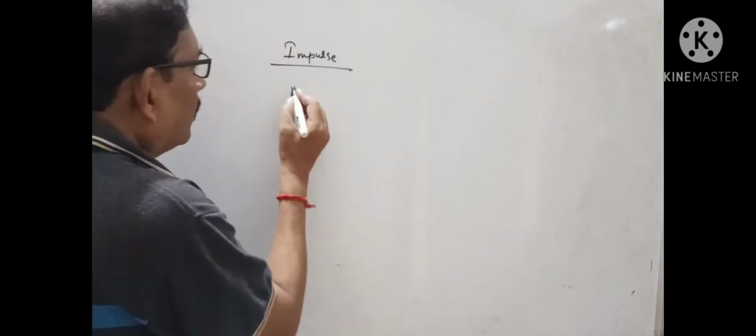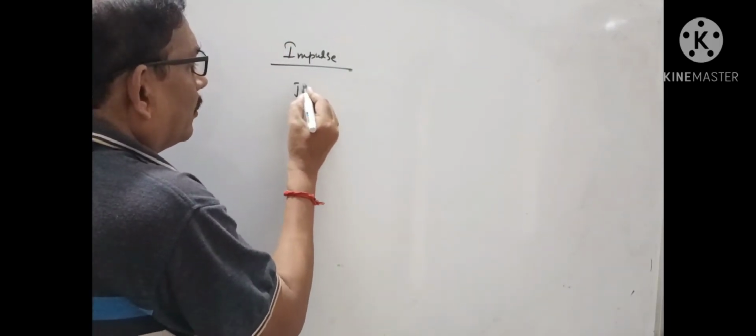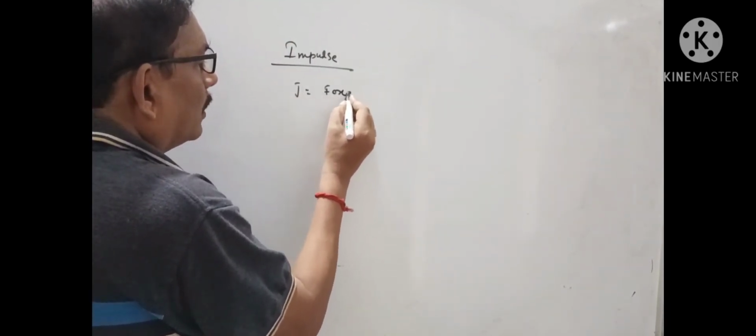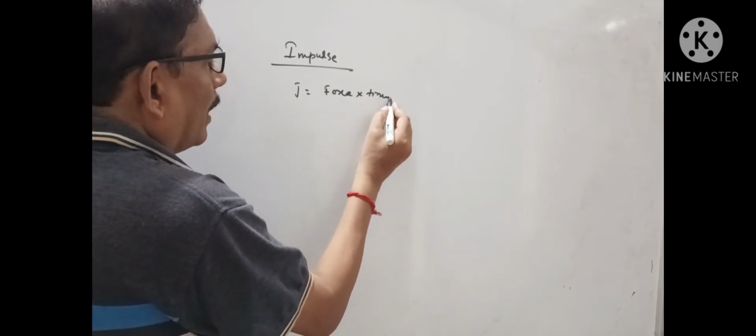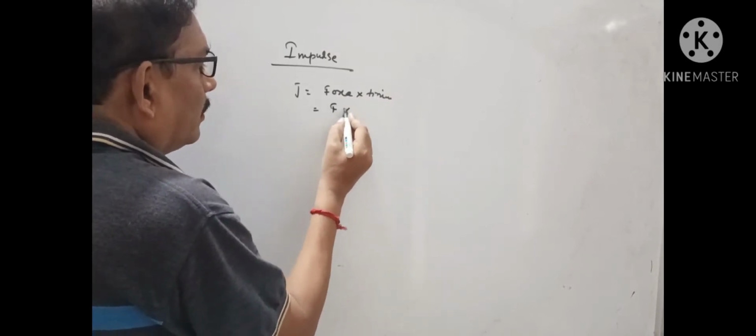What is actually impulse? When a large force acts for a short duration of time, there is a finite change in momentum. That is called impulsive force. For example, the force exerted by the bat on hitting a ball or the blow of a hammer on a nail is a common example of impulsive force. So, impulsive force J is equal to force into time, F into t.